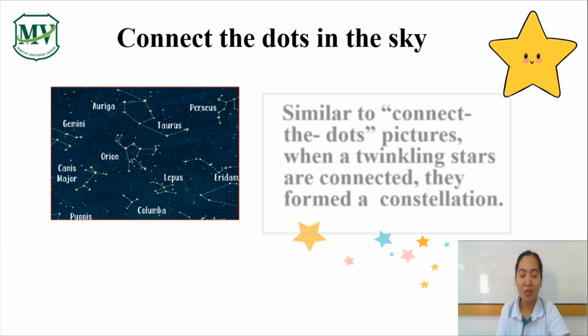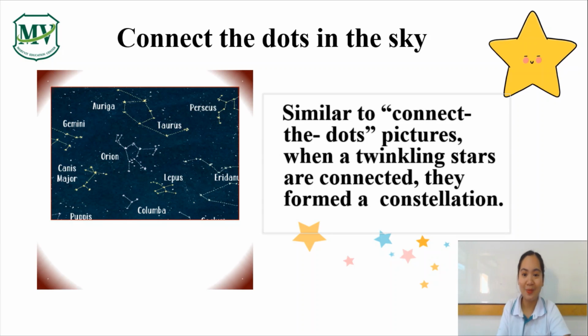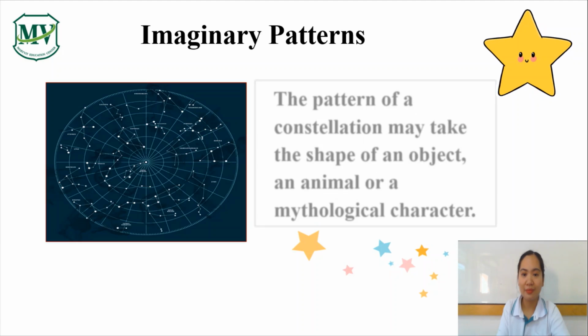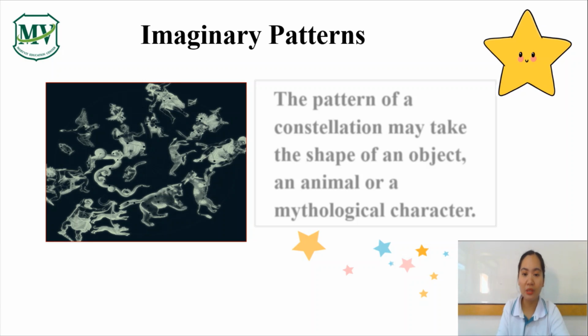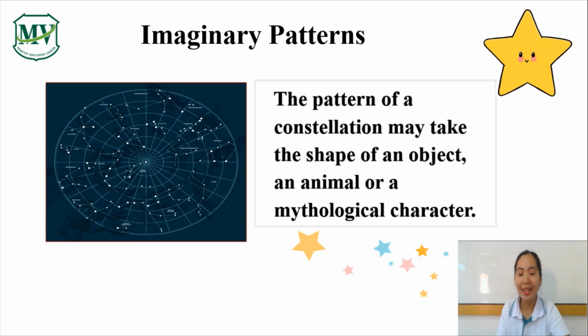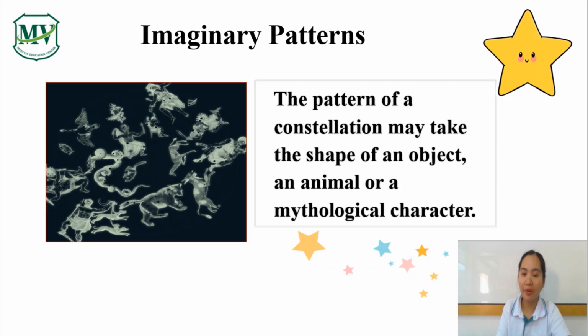Connect the dots in the sky. People have seen pictures among the stars, just like connect the dots. Early astronomers called these specialized patterns constellations. Each star in the pattern has a name, and it is connected to a different constellation. It is almost like connect the dots, but instead of using numbers or dots, the twinkling dots are used to form a specialized pattern. Imaginary patterns. The pattern of a constellation may take the shape of an object, an animal, or a mythological character.